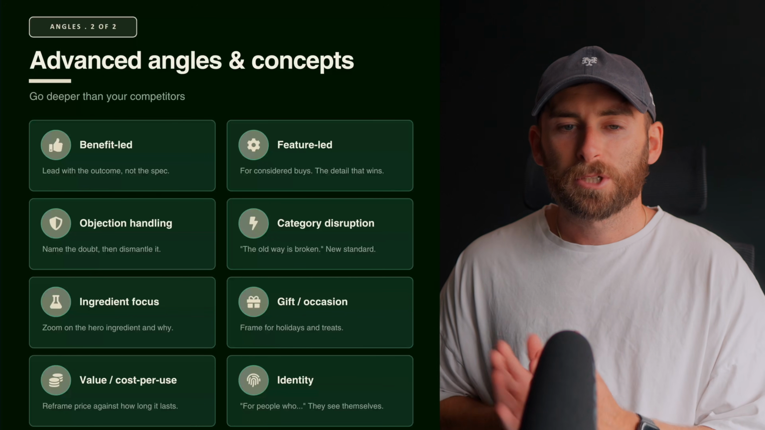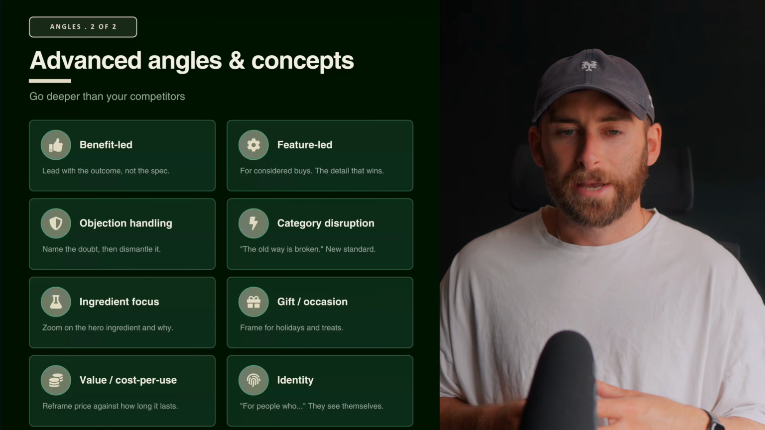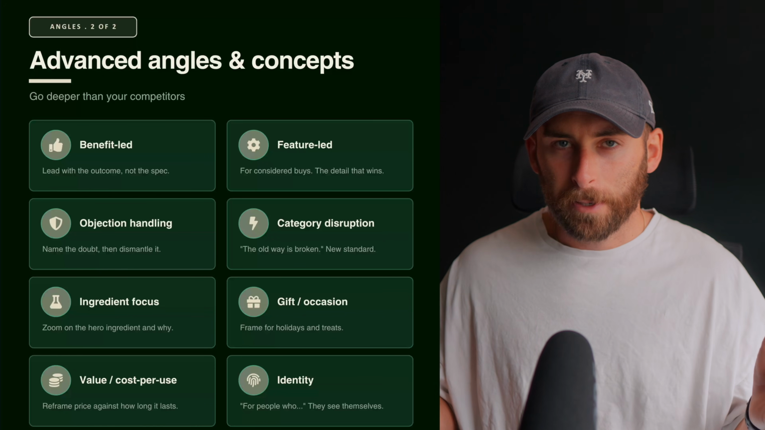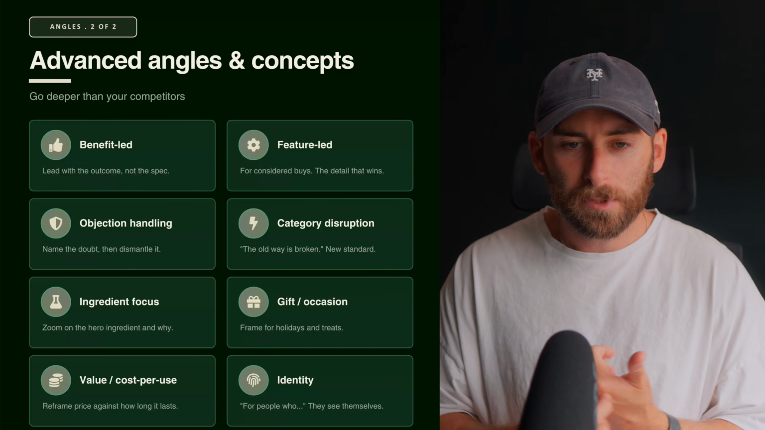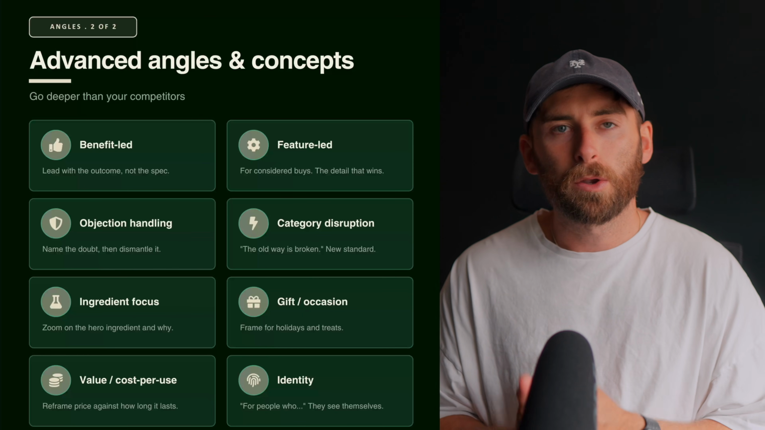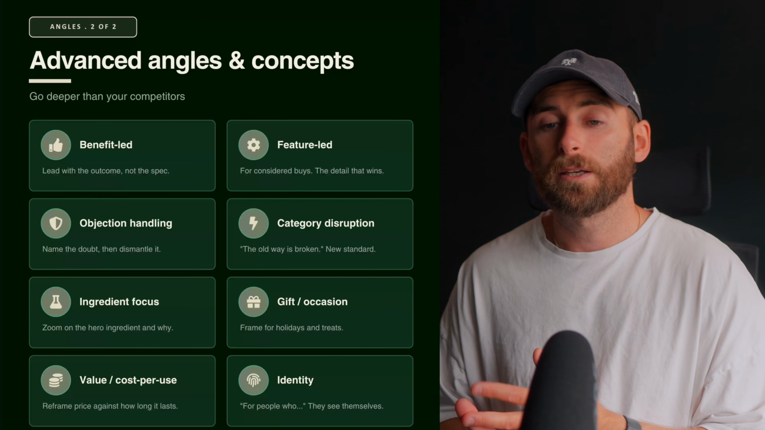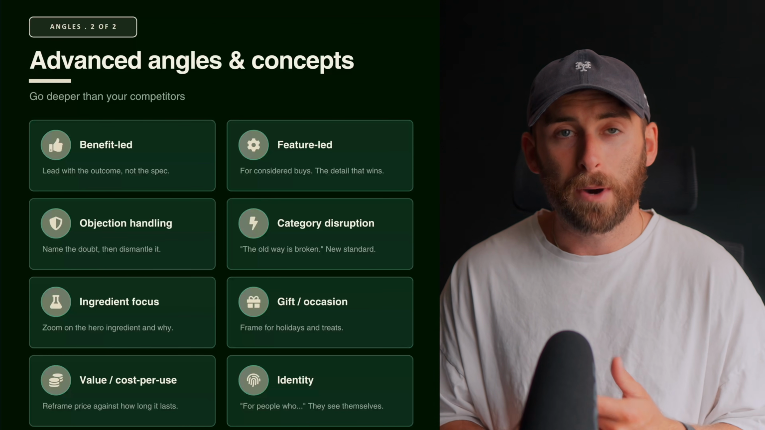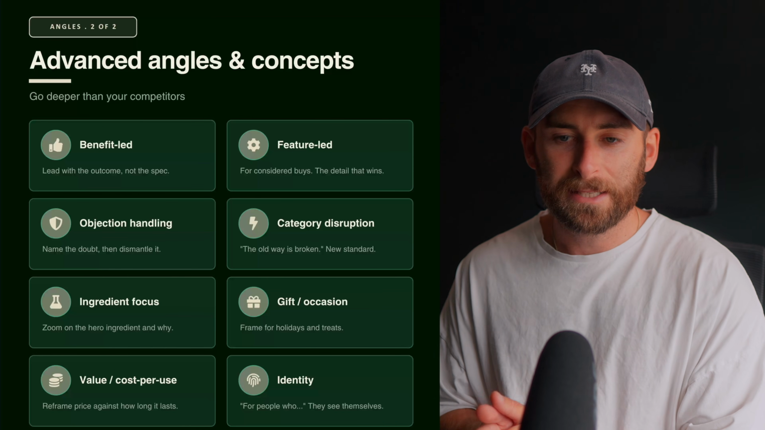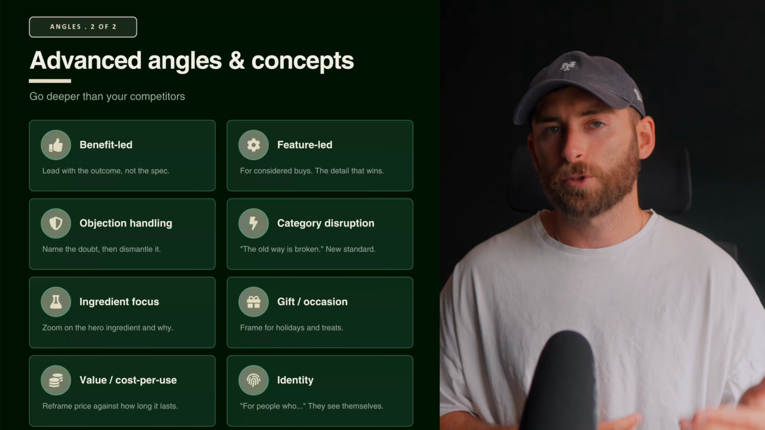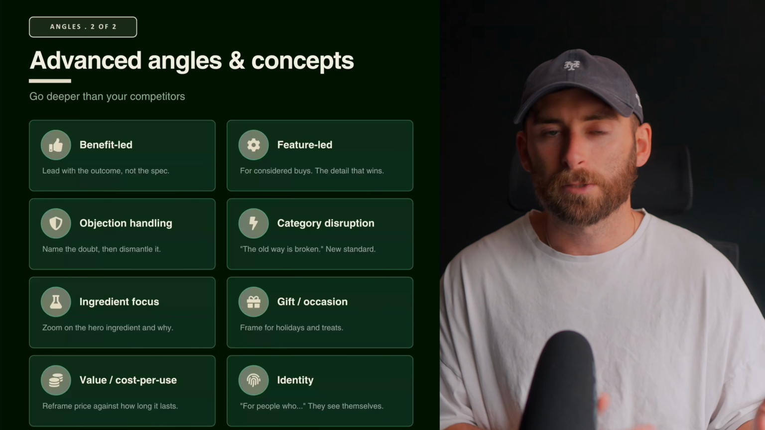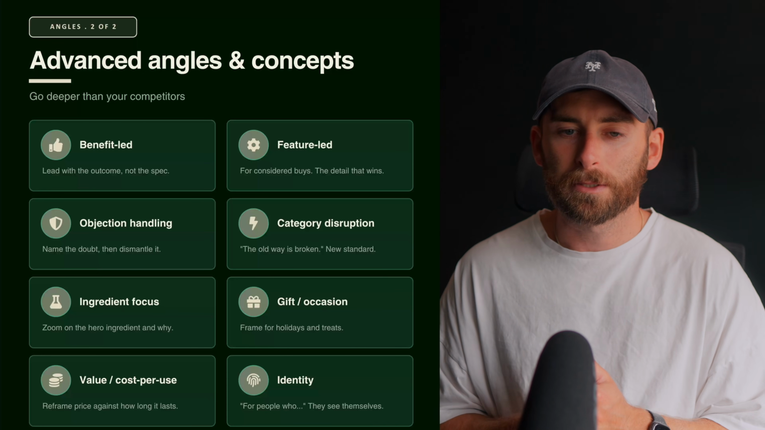Let's move on to some more advanced angles and concepts. Let's go deeper. So we've got the benefit led. So this is leading with the outcome, not the spec. We've got feature led. This is for considered buys. So this is the detail that wins. So we're talking about the features more so than the benefits. We're trying two different angles there, if that makes sense.